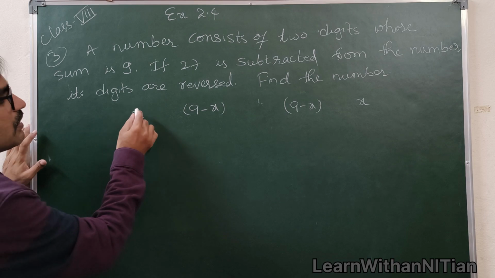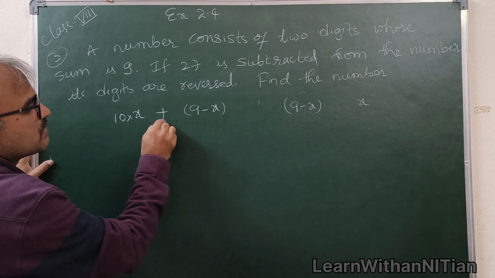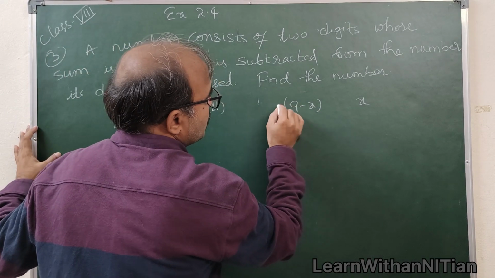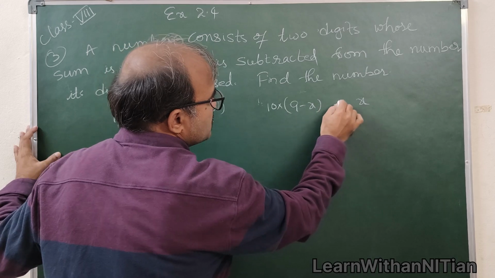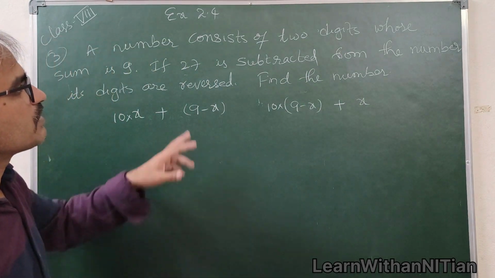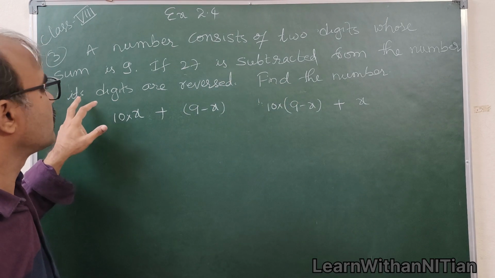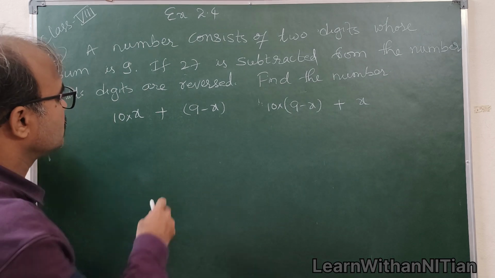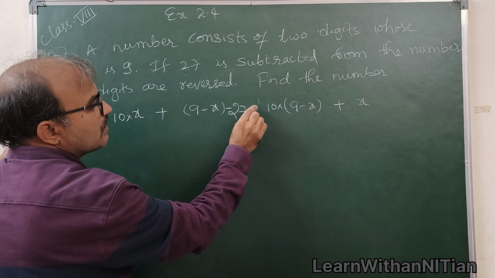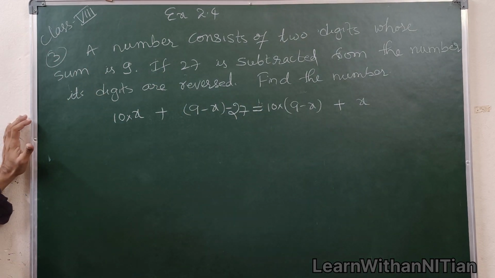As per our logic, we have to multiply this by 10. 10 into x plus 9 minus x, this will be the original number. So 10 into 9 minus x plus x, this will be the number after reversing the digits. So as per the rule, if 27 is subtracted from the number, then the digits get reversed. This is what is important here.